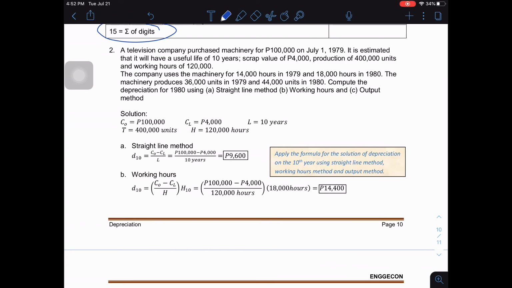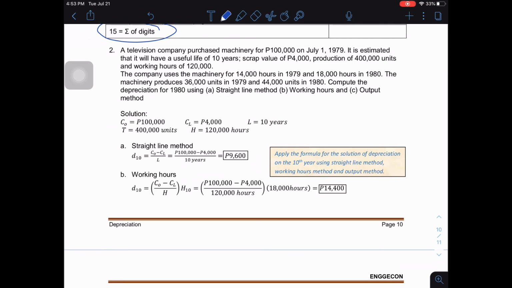So here are the given parameters. The original cost as 100,000 pesos. Units as 400,000 units. Working hours for 120,000 hours. Salvage value as 4,000 in life of 10 years. Using straight line method, so we just have to apply the formula. So the original cost minus the salvage value over life of 10 years, that's 9,600.